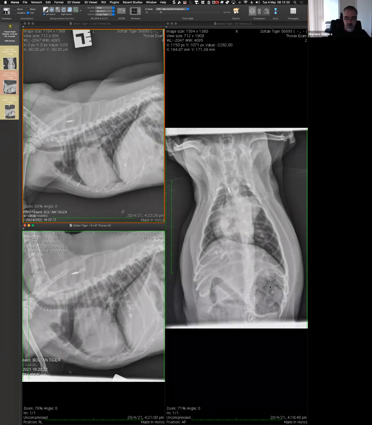Okay. Anything else? I'm not sure whether this is a true radiographic finding, but I feel like the lungs aren't as bad as you'd expect for the level of dyspnea that was described.